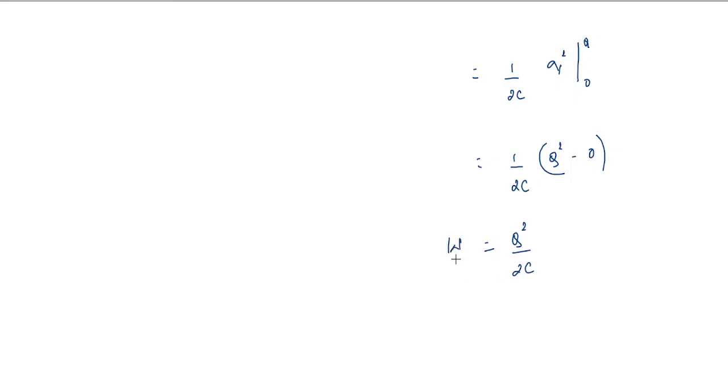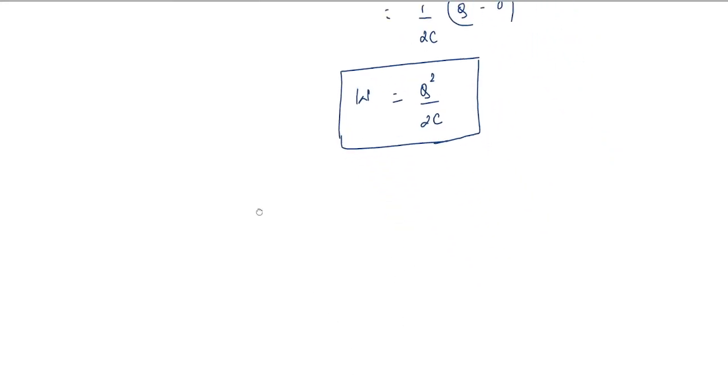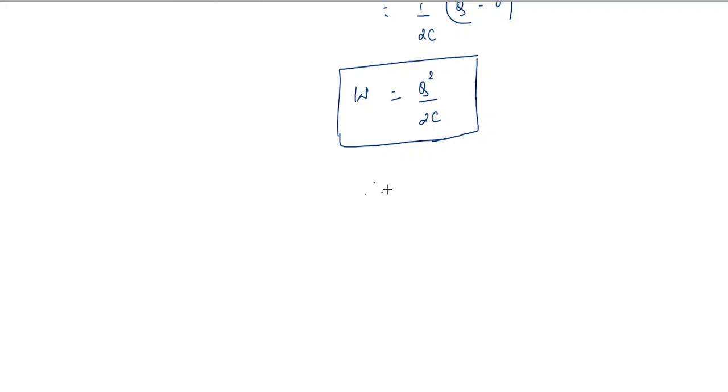Now this is the work done. But recall that we learned that the work done is always stored, in this case, as the system's potential energy. Therefore, U is equal to Q square by 2C. So this is the work done to build up a charge of capital Q.